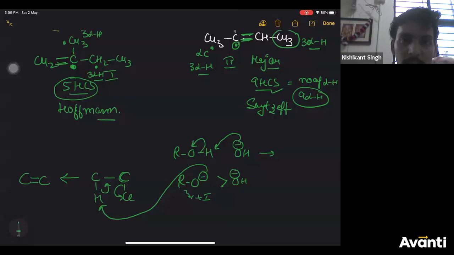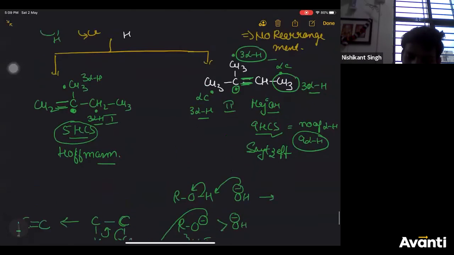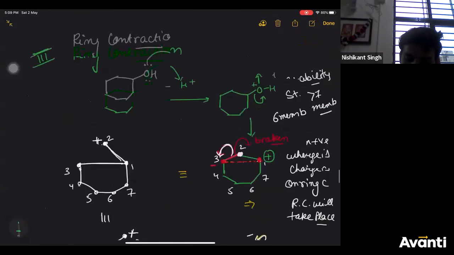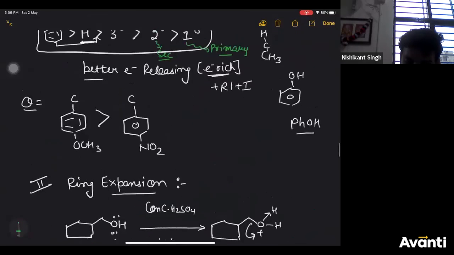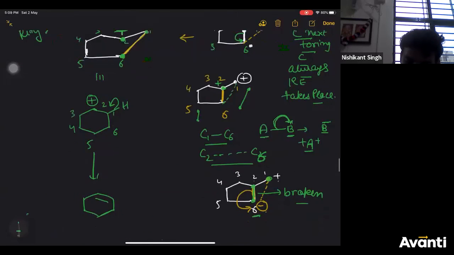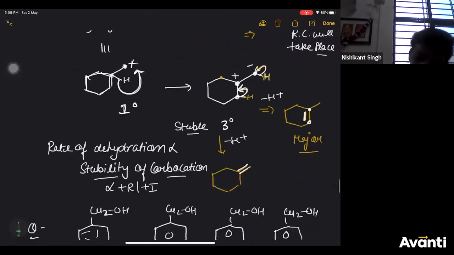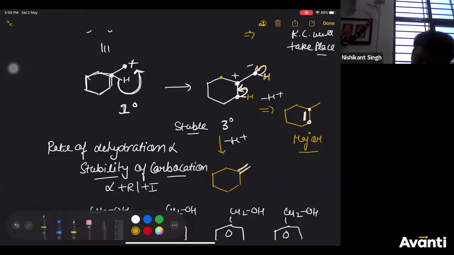Last step of ring contraction. Vedraj, why are you asking about Hofmann bromamide degradation now? It is there in second year. Ring contraction, the last step is this. Chandan, you should know this, man.